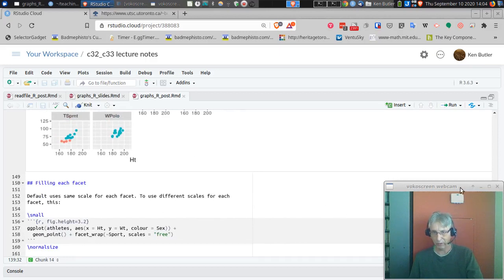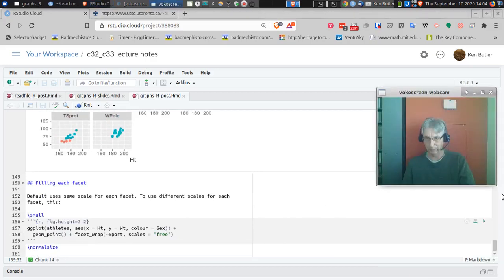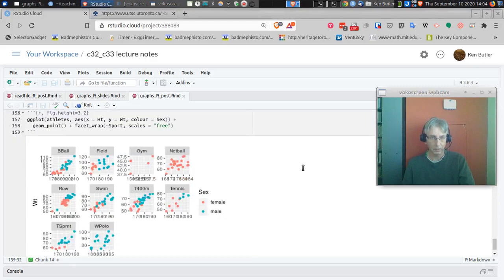I can't get to this because we're at the bottom. What it does, this, is to create separate scales for each facet. So now the gymnasts fill their box, and now you might get a better picture of height versus weight for each sport because all the boxes are filled up.